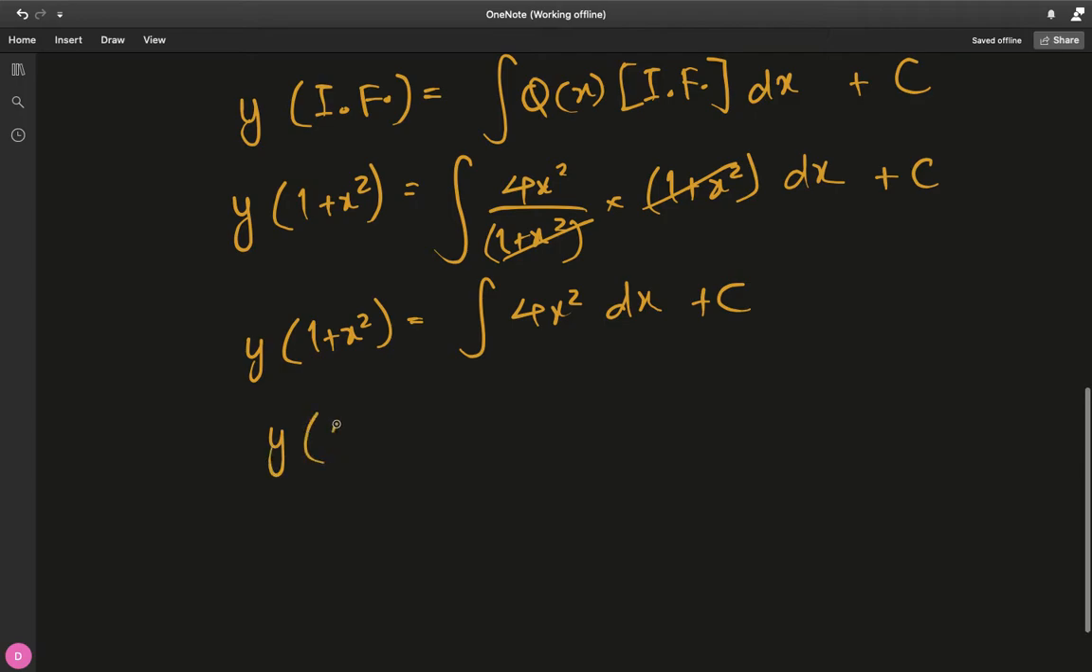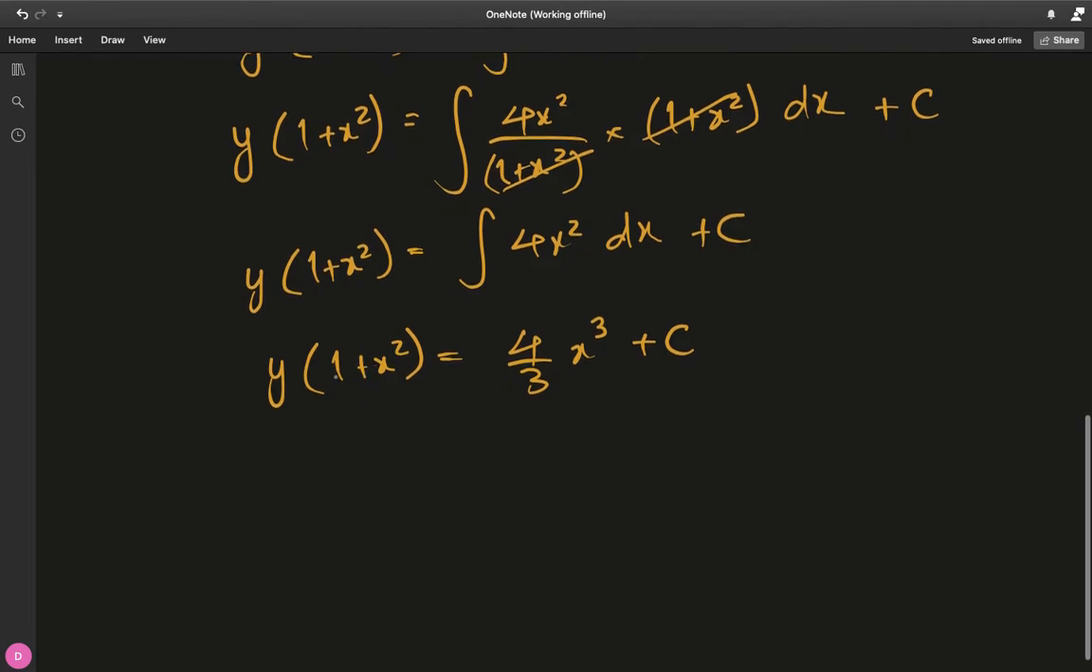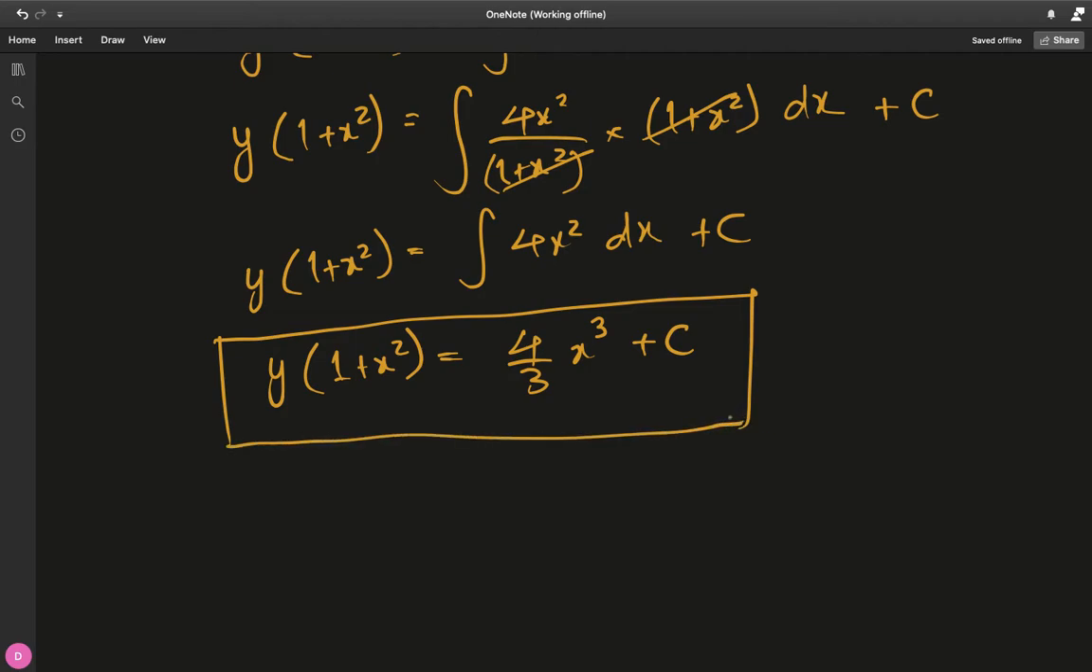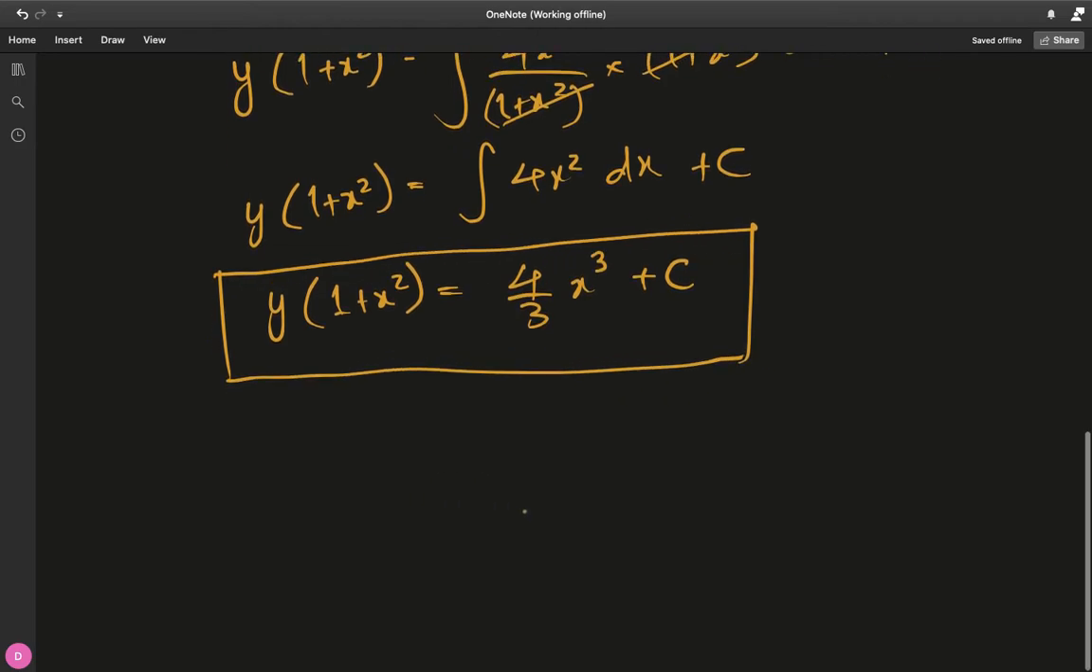So y times 1 plus x squared is equal to 4 over 3 x cubed plus c. And since no initial conditions were given to us, this is the solution to our differential equation. If you want to isolate the y, you can do that, but I'm just not going to do that now.